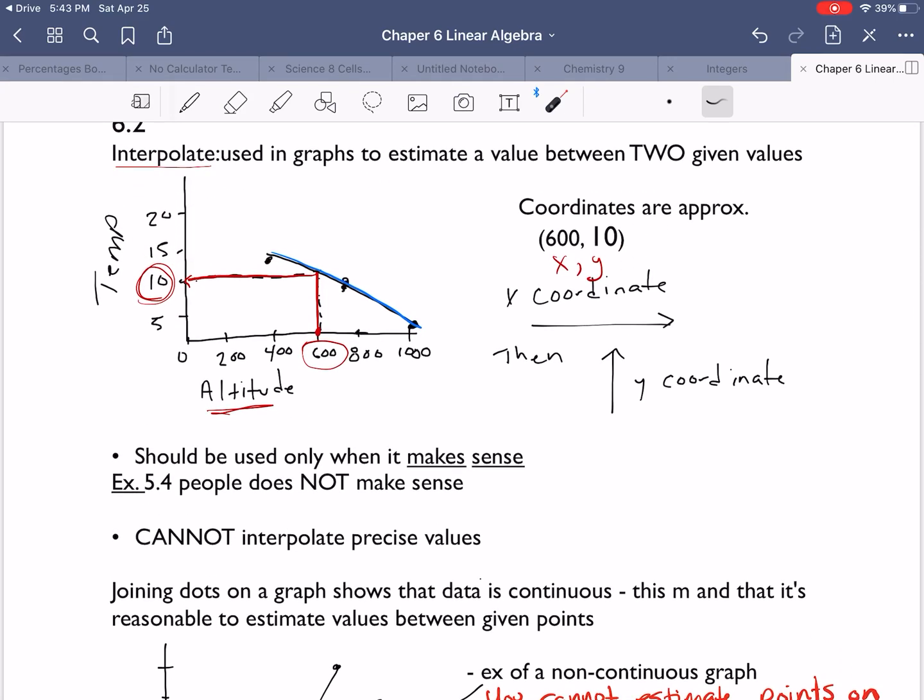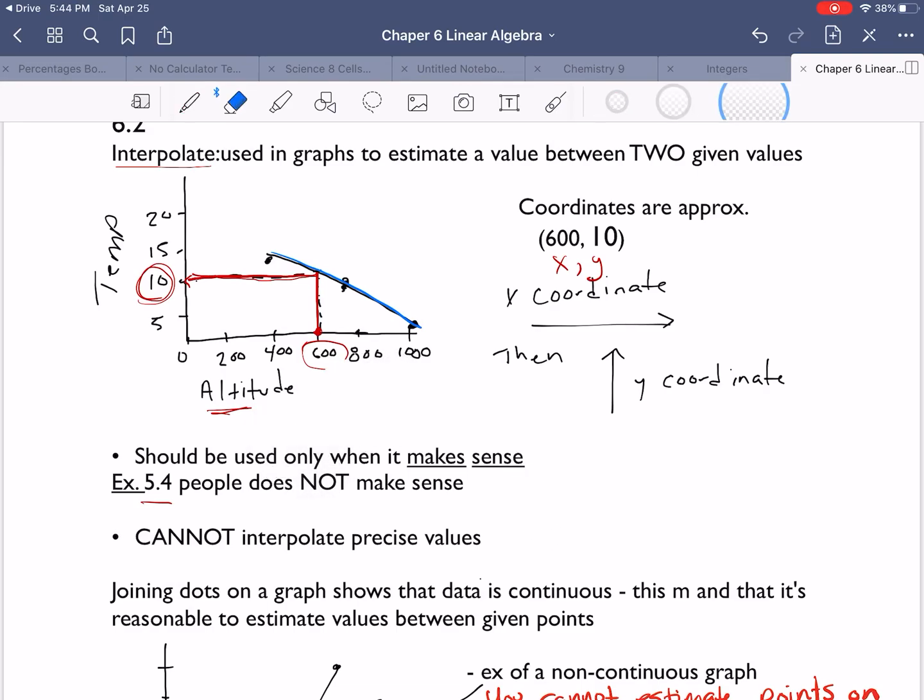When we talk about interpolating or looking inside of lines, you only can kind of do this when it makes sense to do so. For instance, if the x-axis had, instead of altitude, we were talking about human beings, we can't actually have 5.4 people. So if you went up here from 600 and you went over and it was 10.1, well, we can't have 10.1 human beings. And so you can't interpolate on lines that the data just doesn't make sense for.